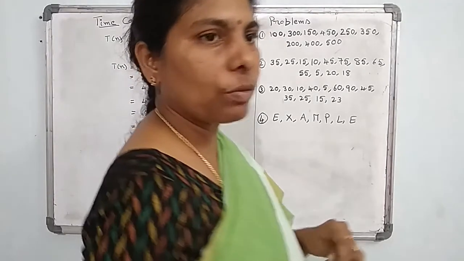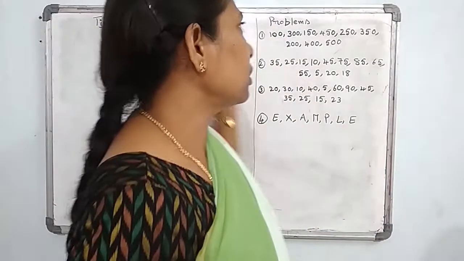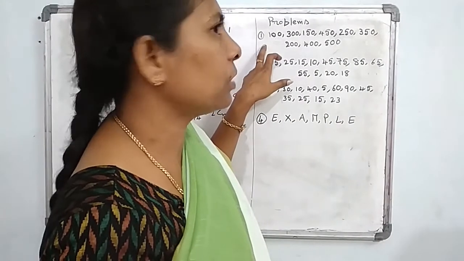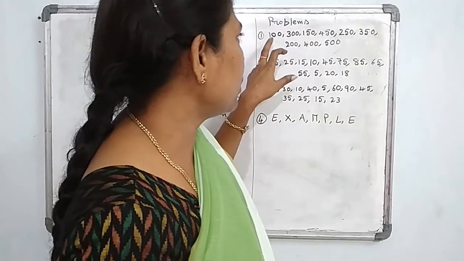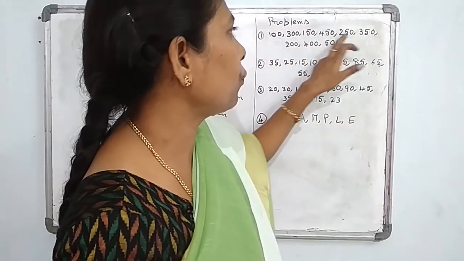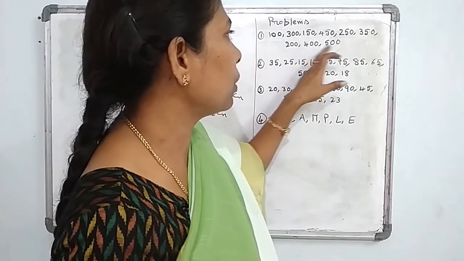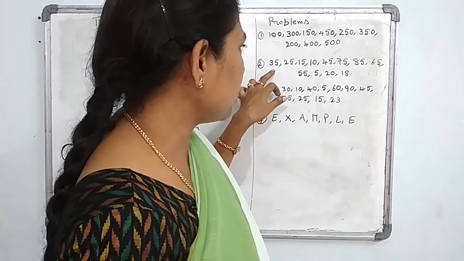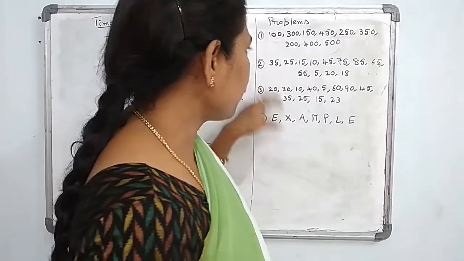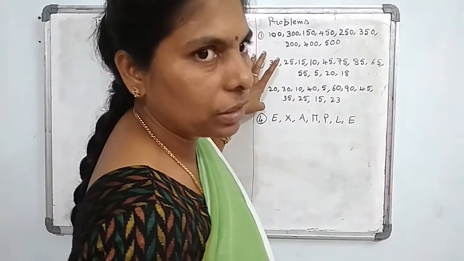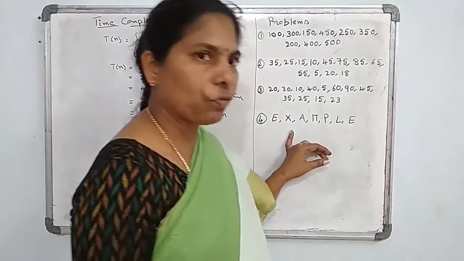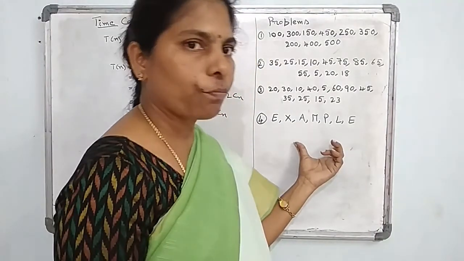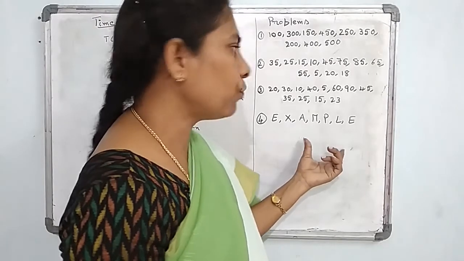Now I am giving some sample problems. The first problem has the numbers 100, 200, 150, 450, 250, 350, 200, 400 and 500. You can apply the method to this one. Then this is also some numbers. The first three problems are given as numbers, and in the last one I am giving alphabets. You can also apply the method to the alphabets.